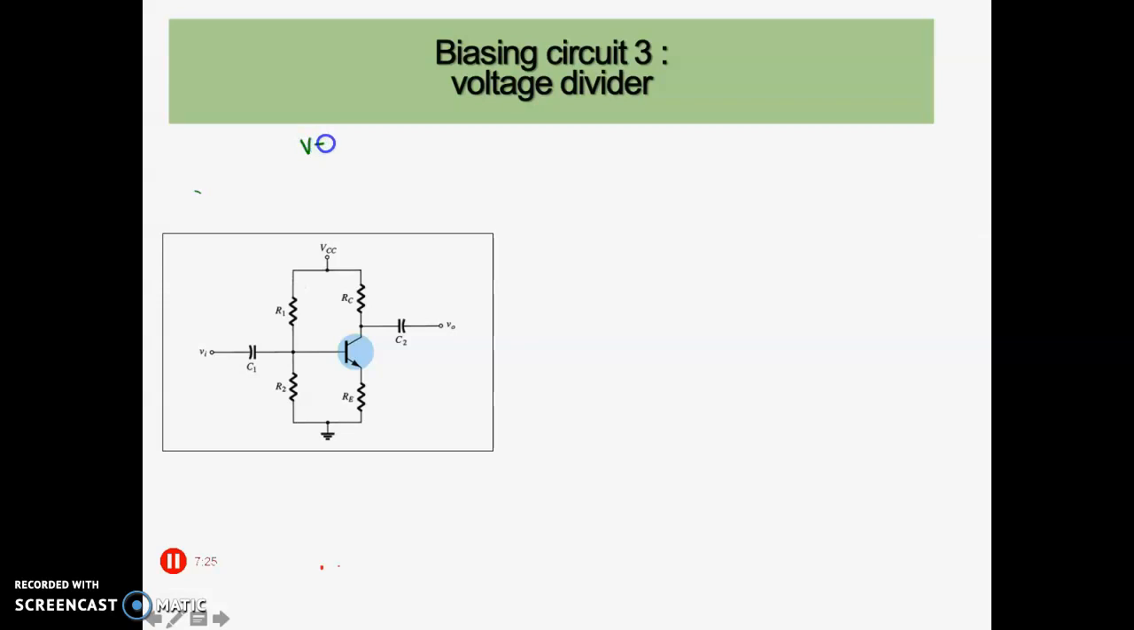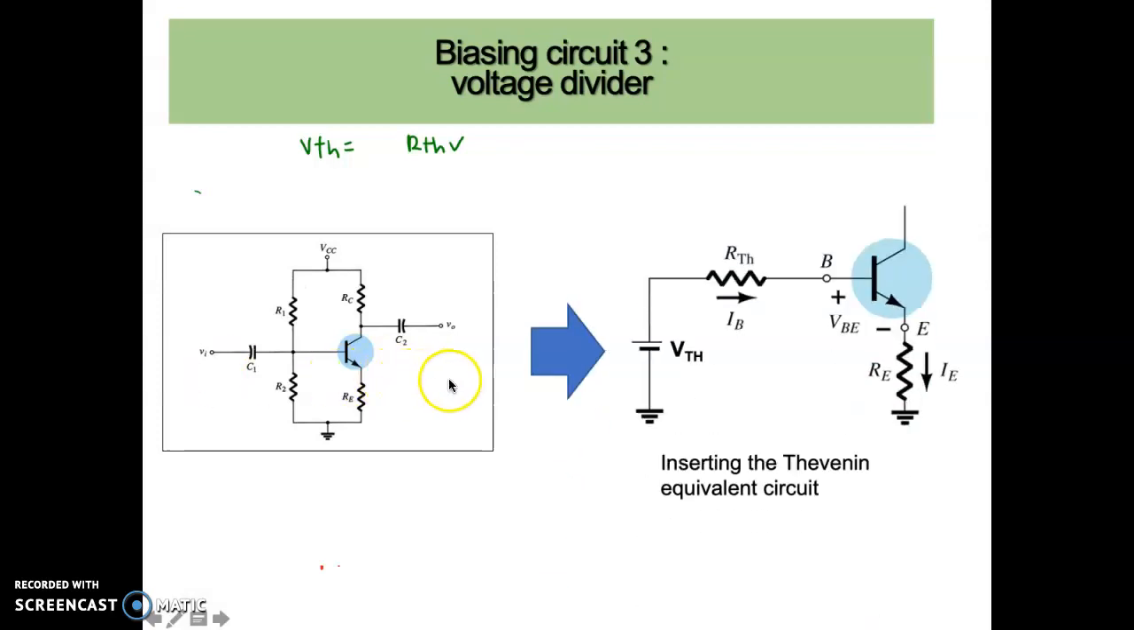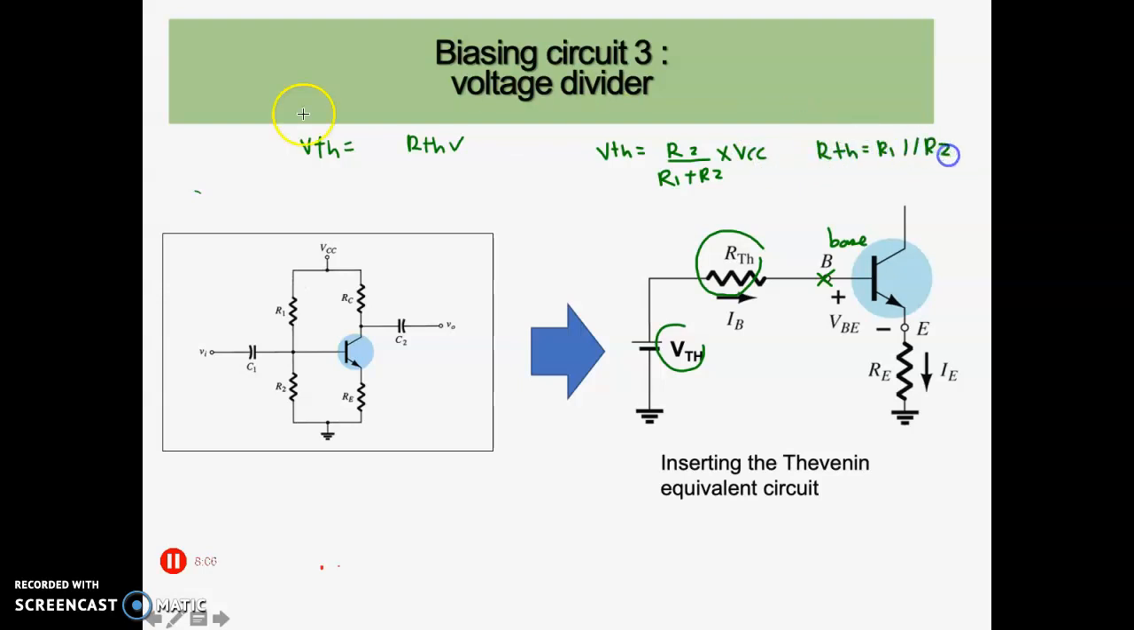Okay, hence just now you can get your VTH equation, right? And your RTH equation. So from this original circuit of voltage divider, you can see it will transform to the Thevenin equivalent circuit, where we will have VTH and RTH in series, connected to where? Connected to the base of your BJT. So what is the equation for VTH? Equal to R2 divided by R1 plus R2 multiplied by VCC. What is the equation for RTH? Equal to R1 parallel to R2.